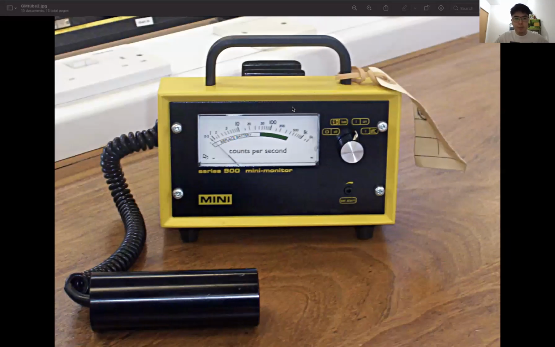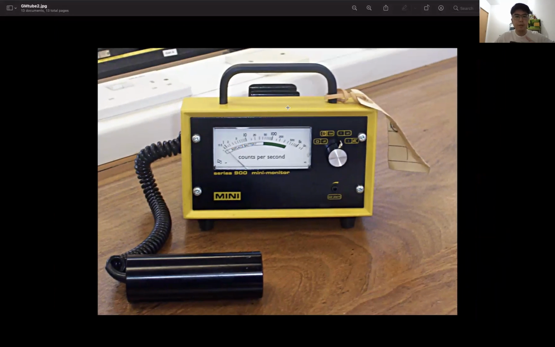A picture of the GM tube looks like this. You can see this is the meter. You can see the count per second. This is in per second. You can see the rate meter here. And what you saw just now in the previous diagram, the tube, is this one. You see the black cylinder? This is the tube that you saw just now.